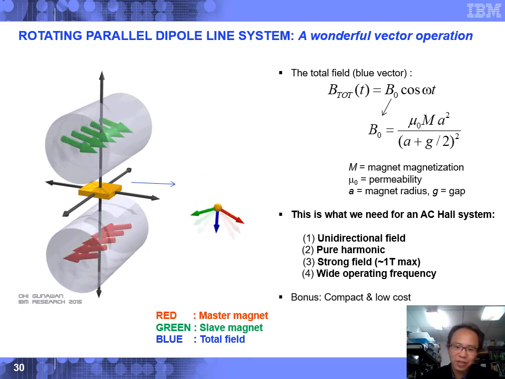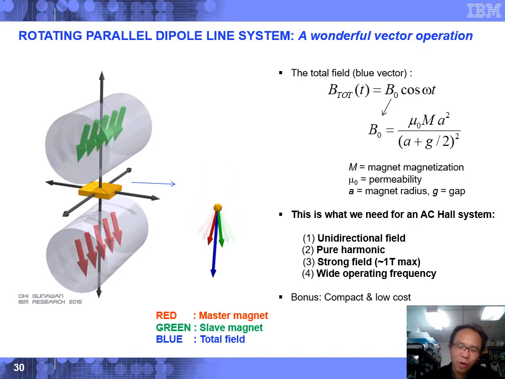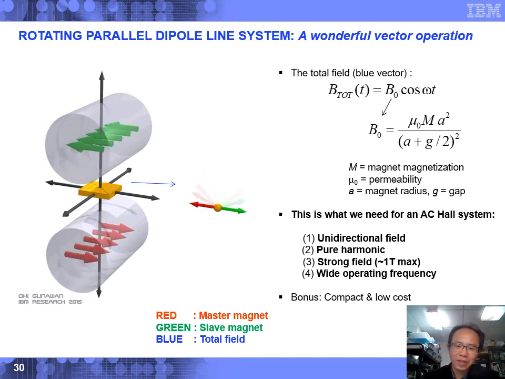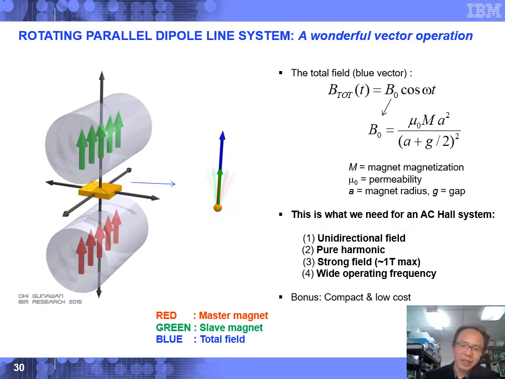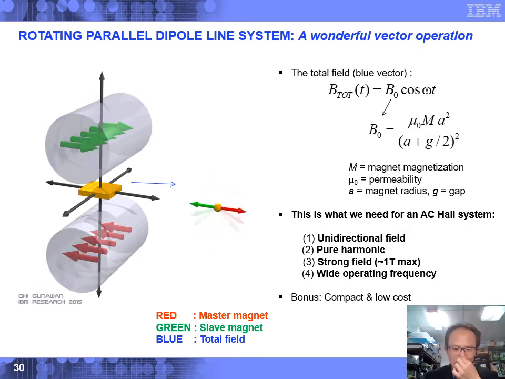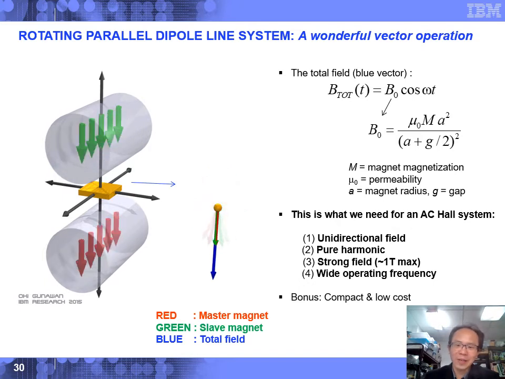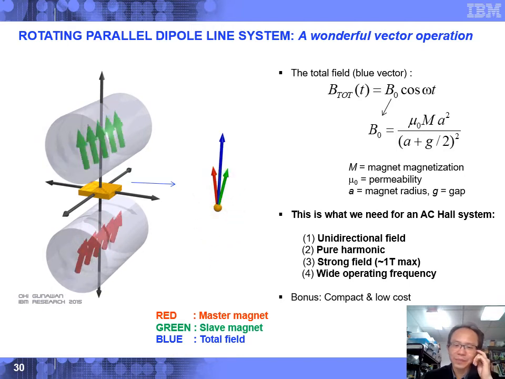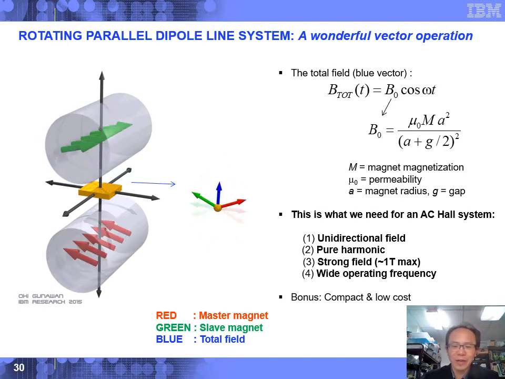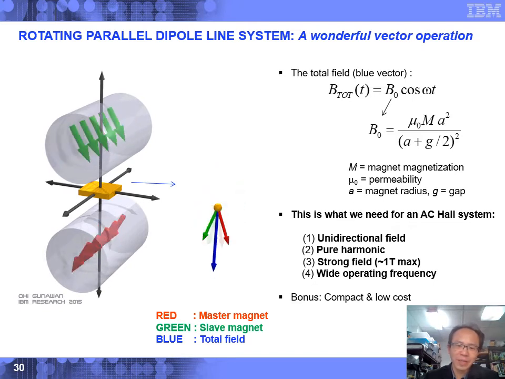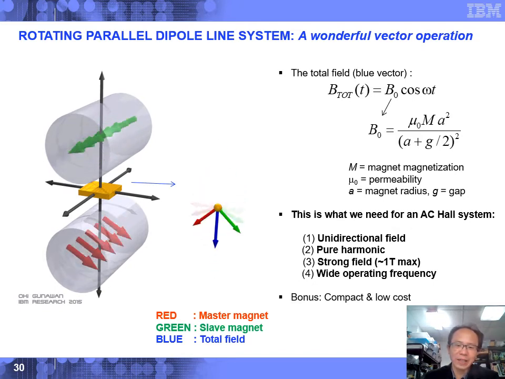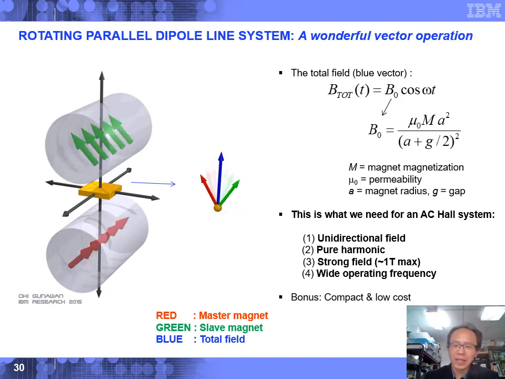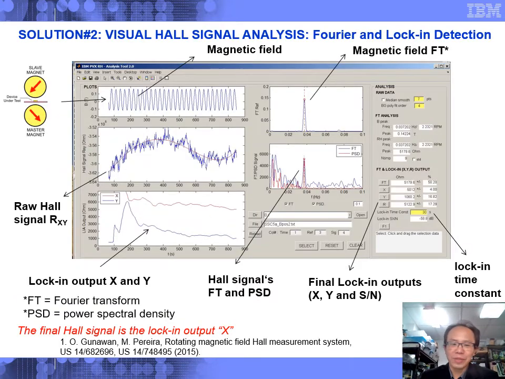First, it is unidirectional. It's always pointing vertical, which is what we want for the Hall effect. Second, it is a pure harmonic, meaning that it only contains a single component, which you can express as cosine omega t. It produces a very strong field up to 1 Tesla. And also you could spin it at any frequency you want. So this is much better compared to using an electromagnetic coil to produce AC magnetic field, and therefore we use this in our experiment.